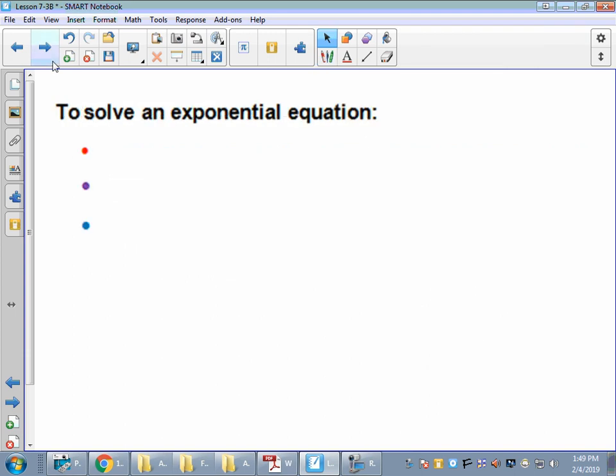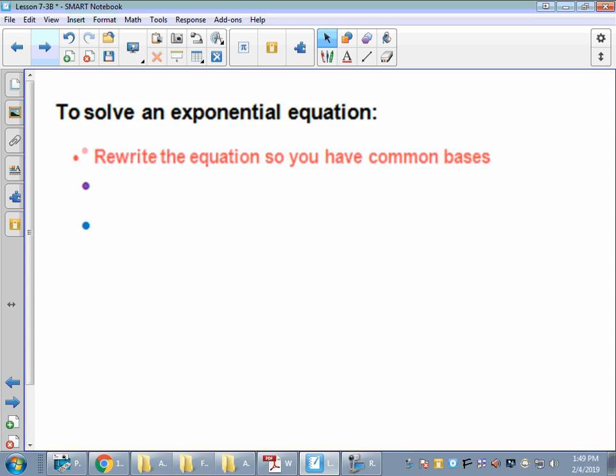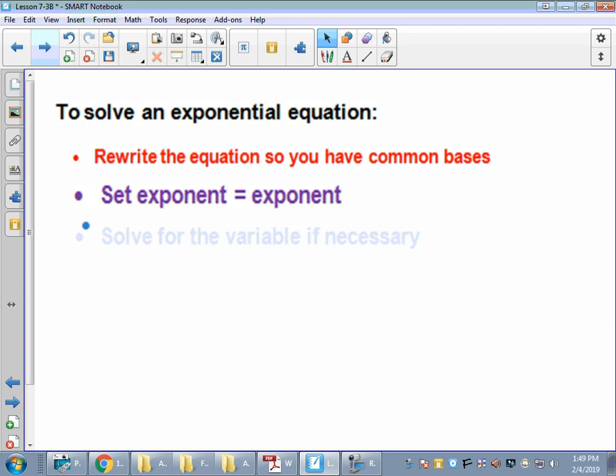Okay, so to solve an exponential equation, first thing we're going to do is rewrite the equation so that you have the common bases. So just like we did here, we rewrote the 243 in terms of 7 as our base, and that way we could solve it. The next thing we're going to do is set exponent equal to exponent, and then solve for the variable if it's necessary. Like in our examples we just did, it wasn't necessary because we already had x equals something. But here, we can solve for it.